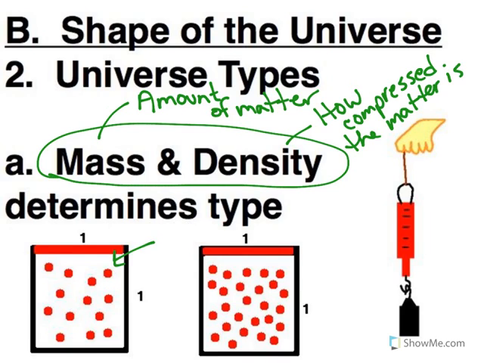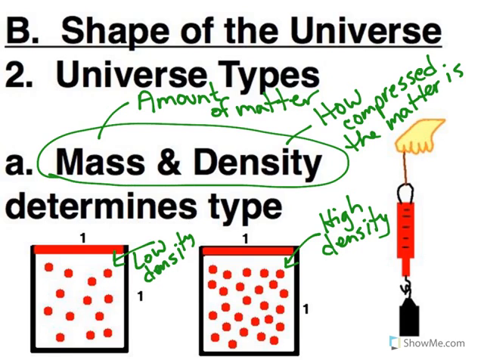Is it a low density? Or is it a high density? We honestly don't know. But what we can do is explore the different kinds of universes based on the different possible values. Now, why does mass and density determine what kind of universe we have?